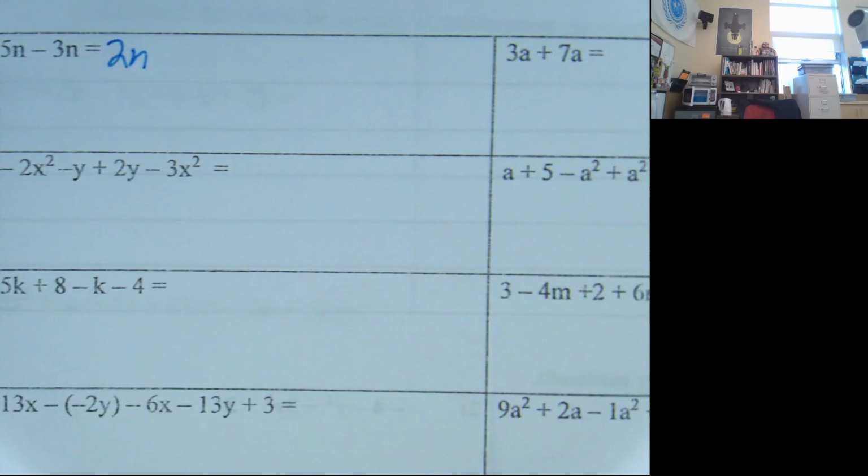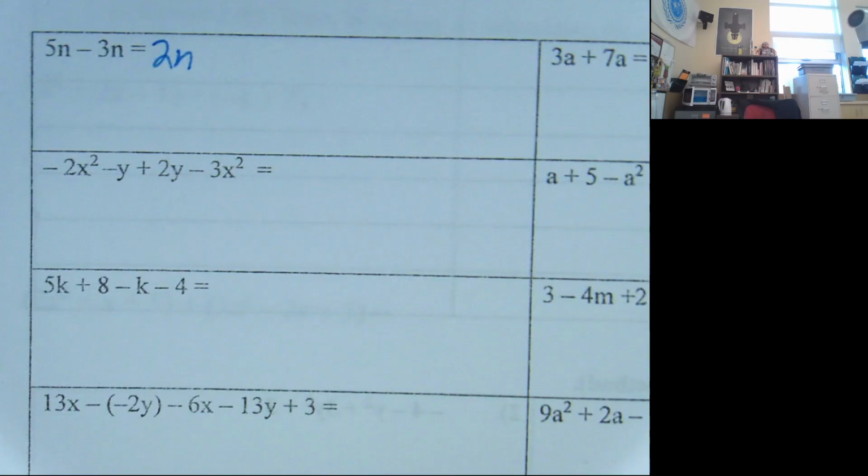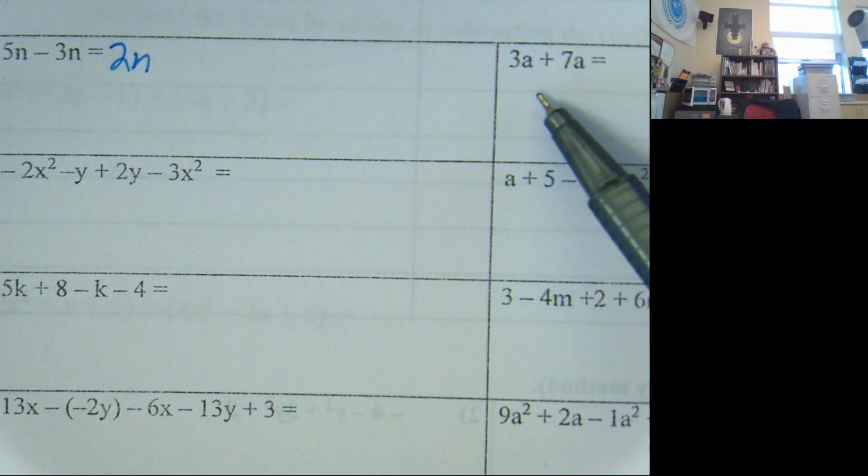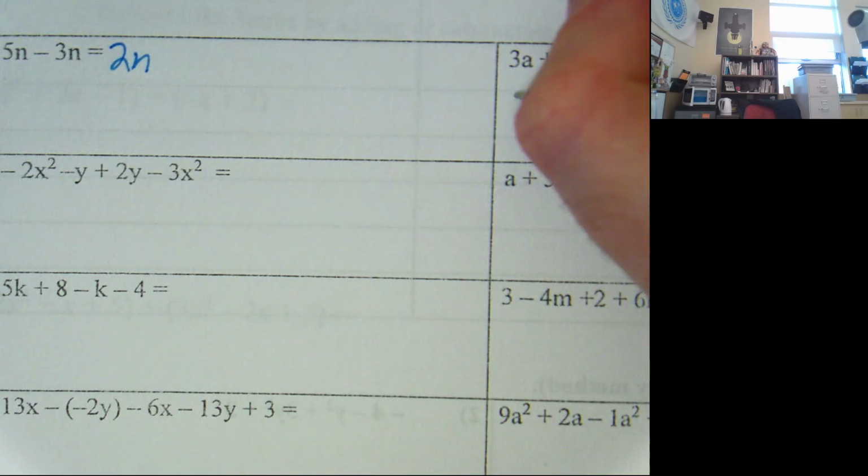So Ethan wants to look at the next one on top, so let's do that. 10A, right? If I have 3 A's, and to that I am adding 7 A's, you betcha, it would be 10 A's.